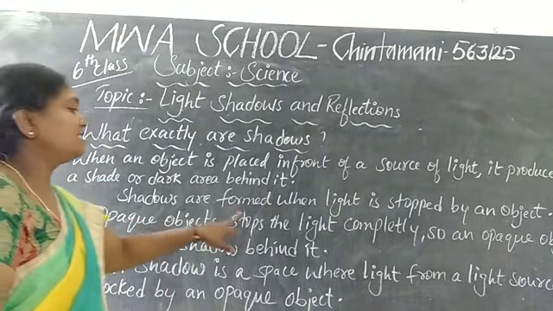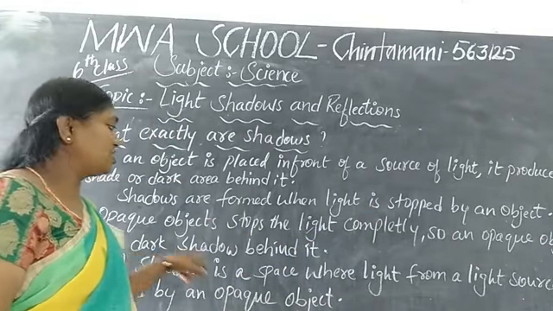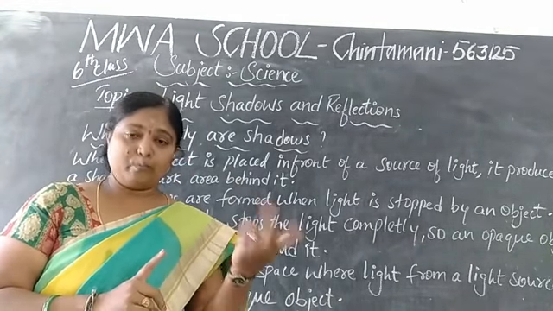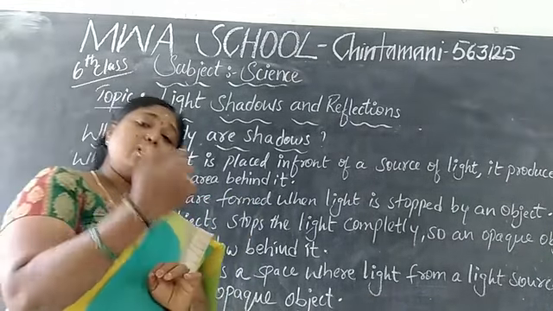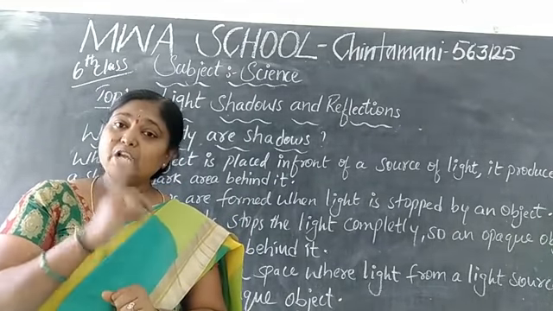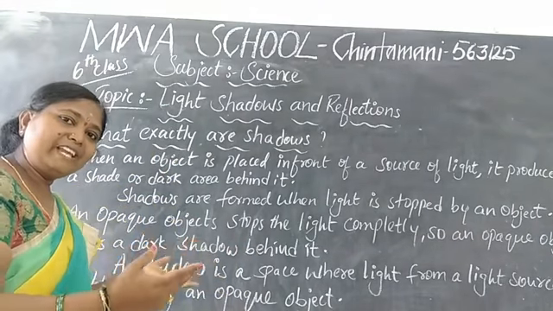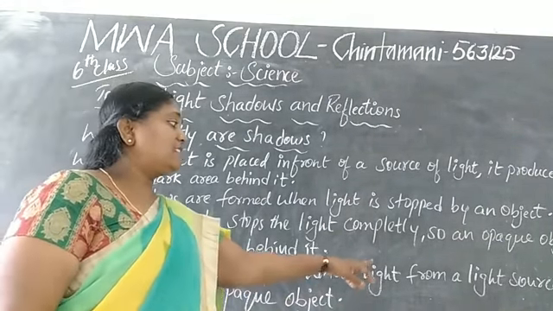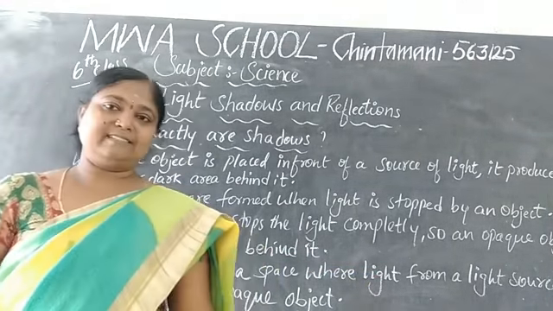An opaque object stops the light completely. So, an opaque object casts a dark shadow behind it. That's why I said the object should be opaque. If it is transparent, we cannot see it clearly. So, the object should be particularly opaque. Then only can we see the dark shadow very clearly. A shadow is a space where light from a light source is blocked by an opaque object.